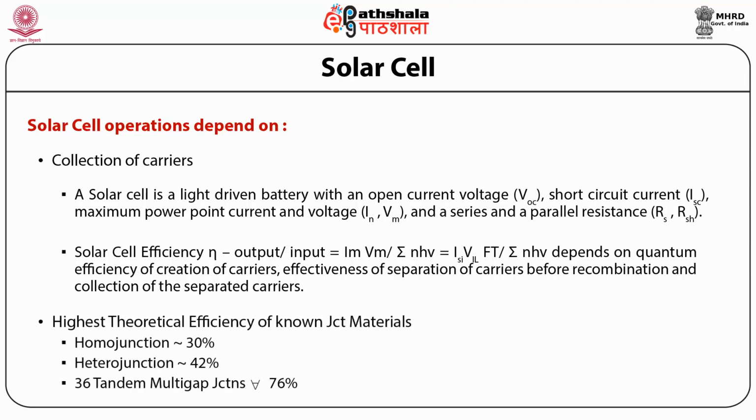The highest theoretical efficiency of known materials are as follows. For homojunction, the highest efficiency known is 30%. In case of heterojunctions, it is 42%. And the solar cell based on tandem multi-gap junctions is approximately 76%.